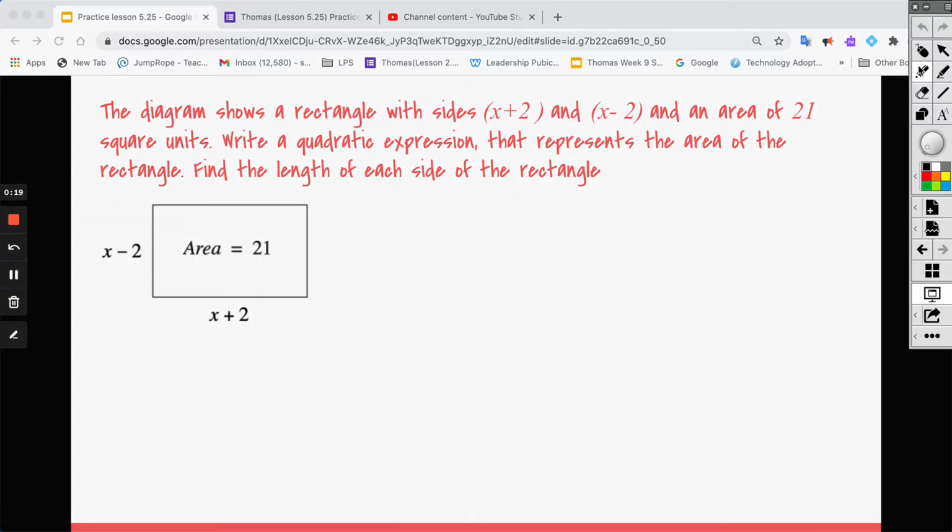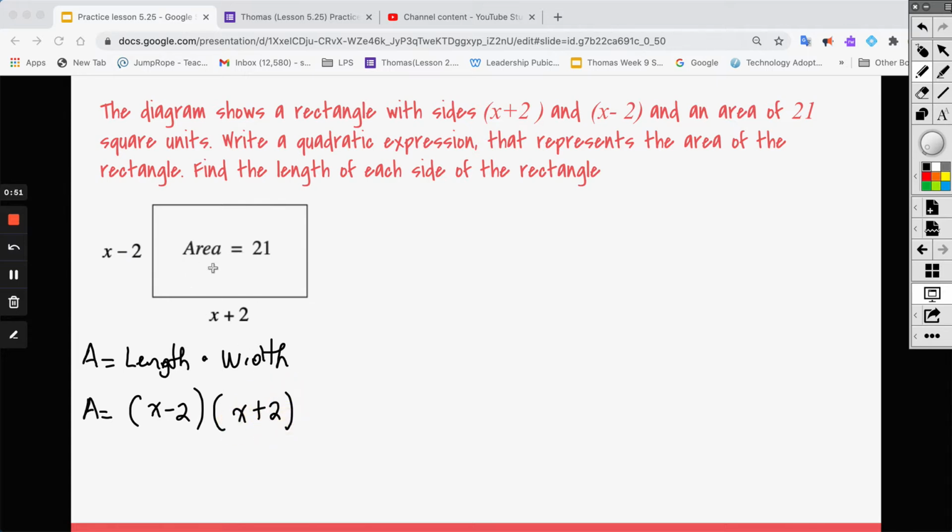So what do we know to be true about a rectangle? The area of a rectangle is equal to length times width. Now, we can call one side the length and the other side the width. So we know that area in this particular case is going to be one side, which is x minus 2, times the other side, which is x plus 2.